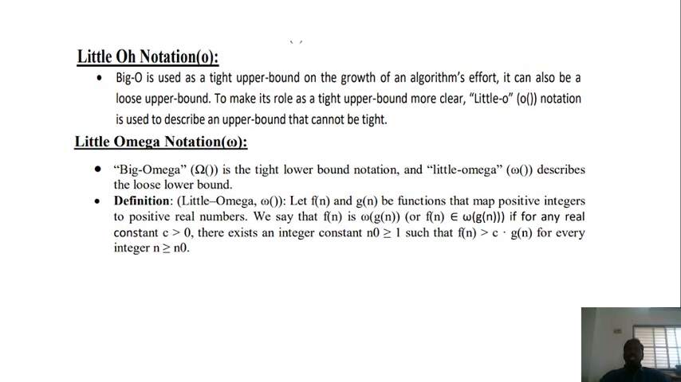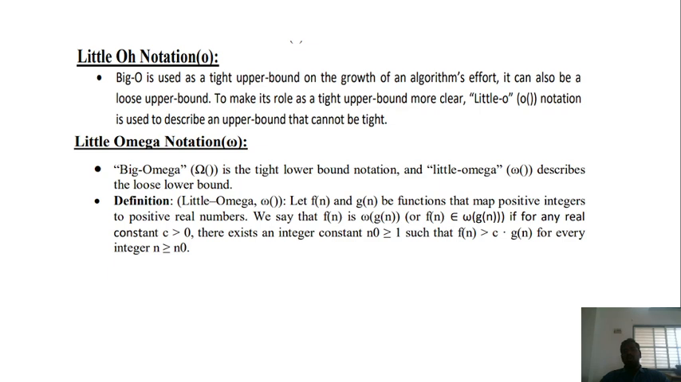Next, little o and little omega. These are different from big O. Big O we can treat as a tight upper bound. The growth of an algorithm must be tight, it can't be loose. Whereas the little o notation describes an upper bound that can't be tight; sometimes it may be loose.